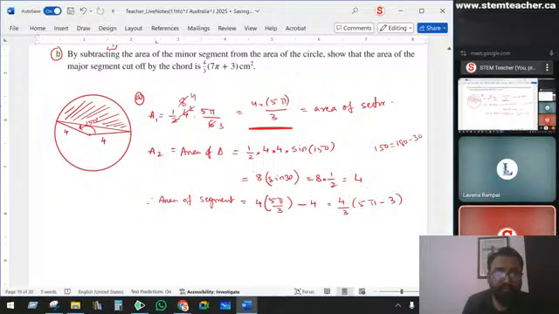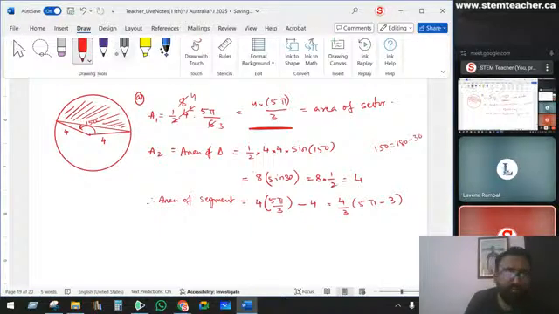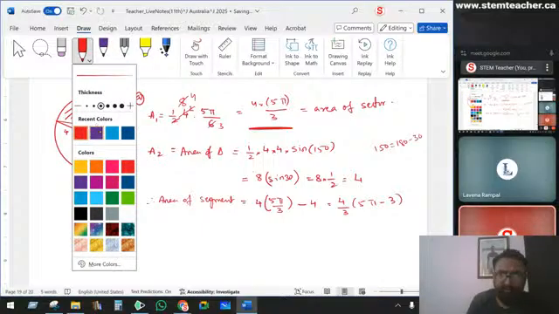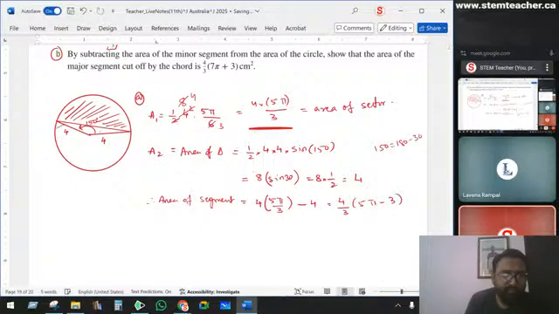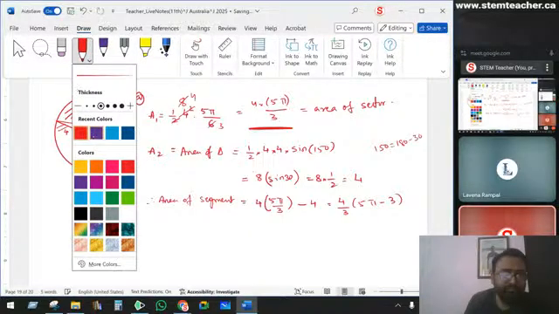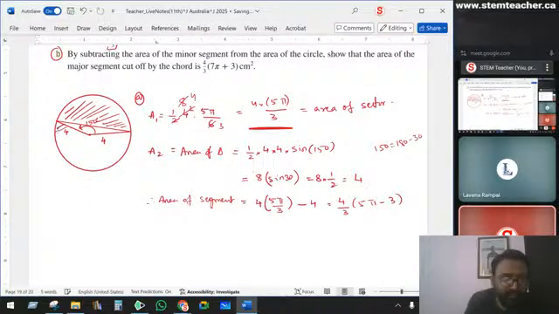And the area of this segment cut off by the chord, by subtracting the area of the minor segment. Okay, so what is the rest of the area? I'm taking a different color. The rest of the area is this entire sector, and plus this portion also.